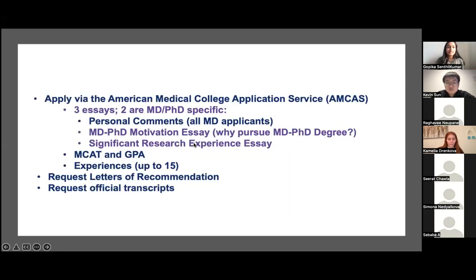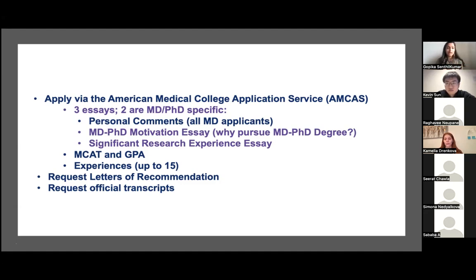Okay. So this is the general application overview of what you need to think about when you're considering applying to MD PhDs. So the main components that are different from applying to medical school. So when you apply to medical school, we have a personal statement that we write. But for MD PhD, there are 2 additional essays, the Why MD PhD essay and the Significant Research Experience essay. And I'll actually probably be spending a good amount of time today talking about those and giving you some feedback on that. Because now that I'm a third year student, I help interview for the MD PhD program.